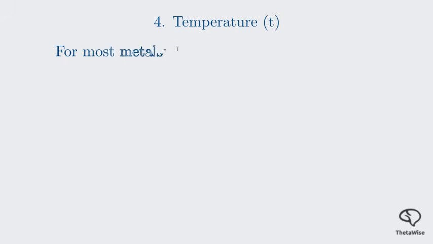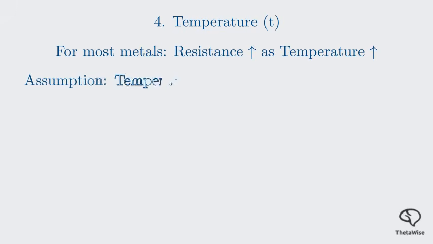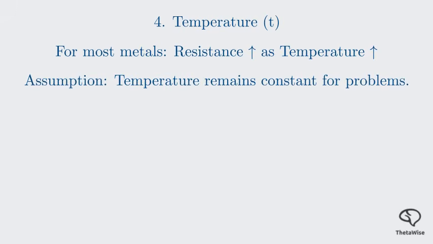The fourth factor is temperature, T. For most pure metals, including copper and aluminium, resistance increases with temperature. As the temperature rises, the atoms in the conductor vibrate more, which makes it harder for electrons to pass through. However, for the problems we'll be solving today, we will assume that the temperature remains constant.